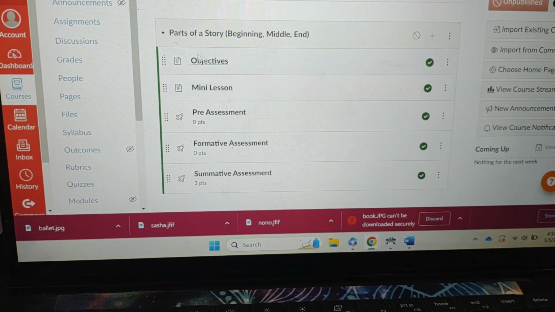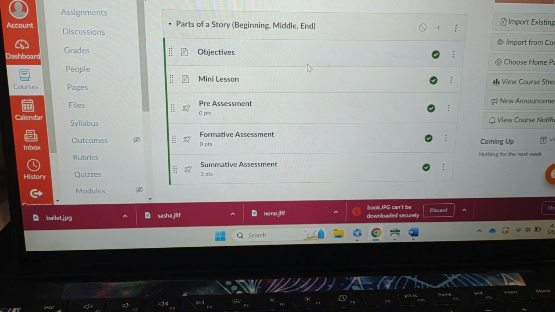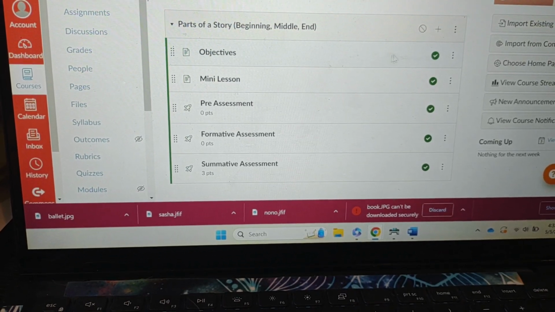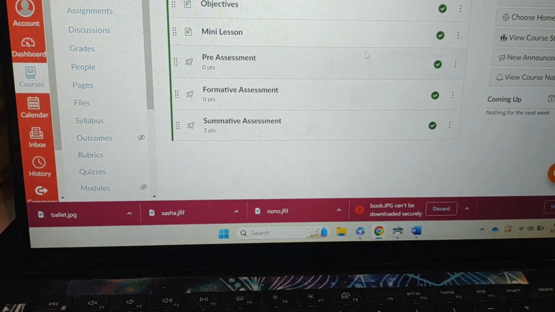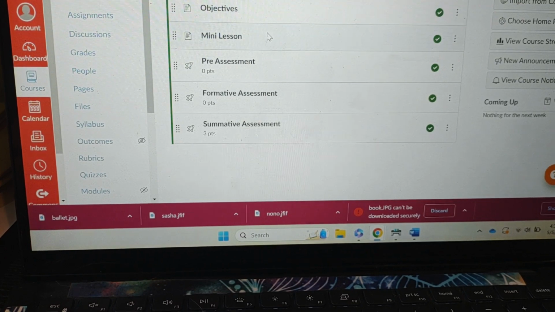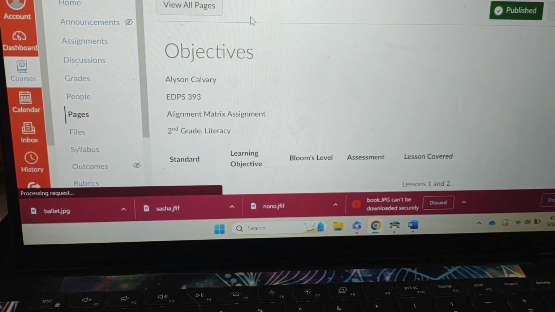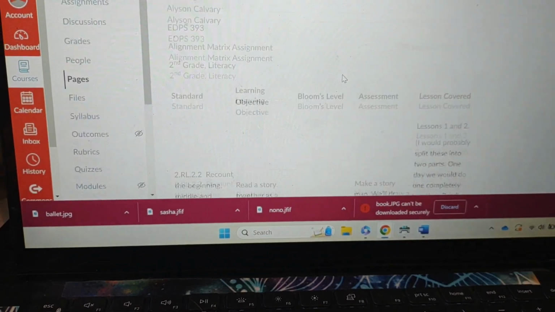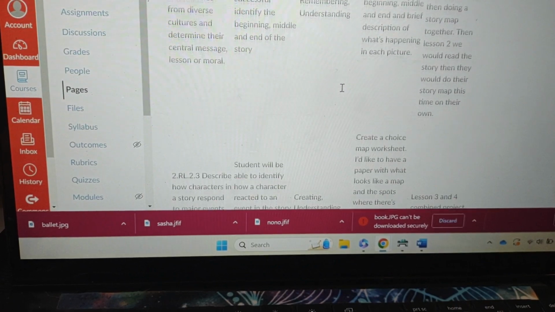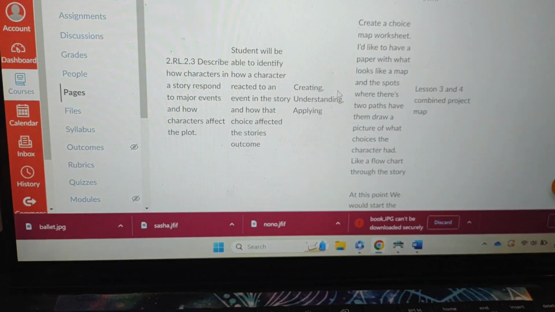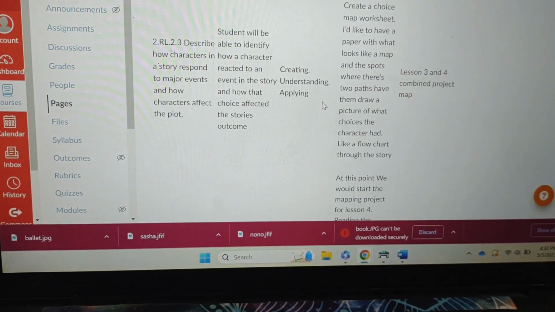So first here we have our objectives. Okay, so in here I have my alignment matrix. That's all uploaded, where we talk about our different objectives that we're going to be going through.